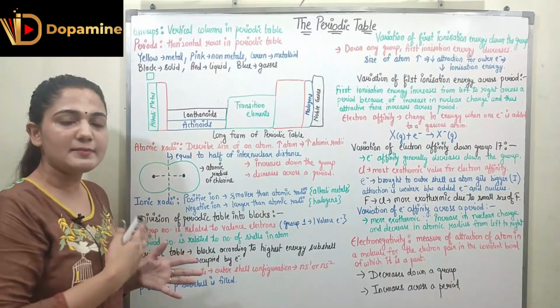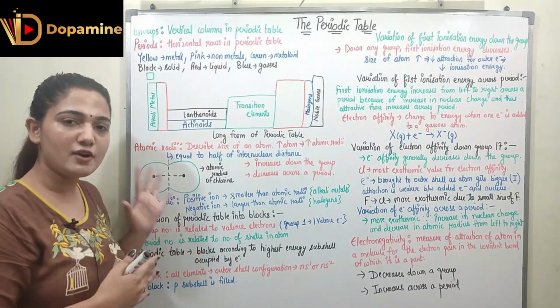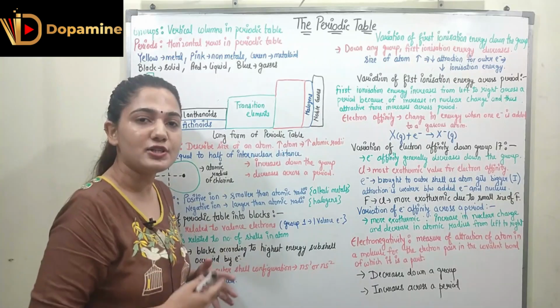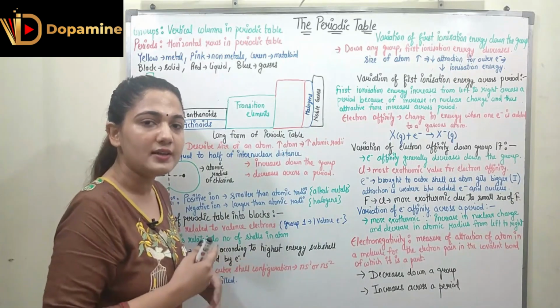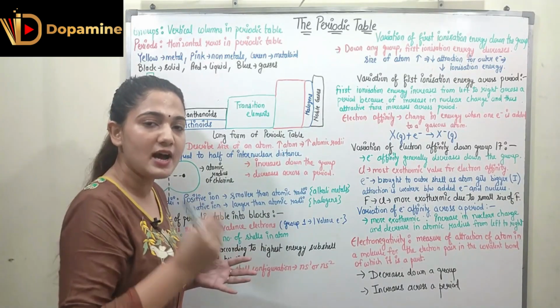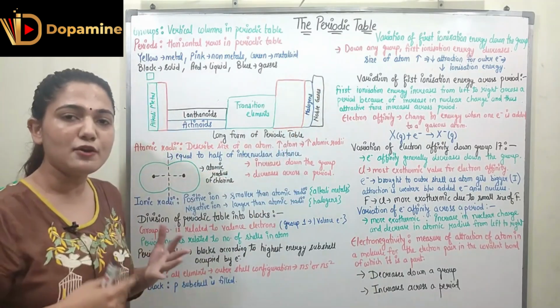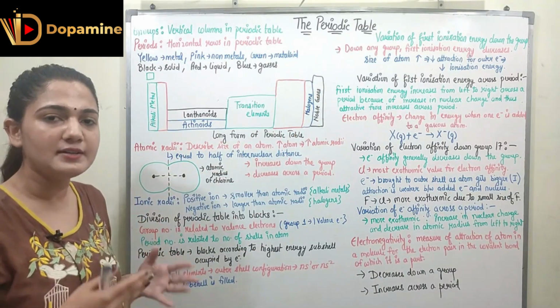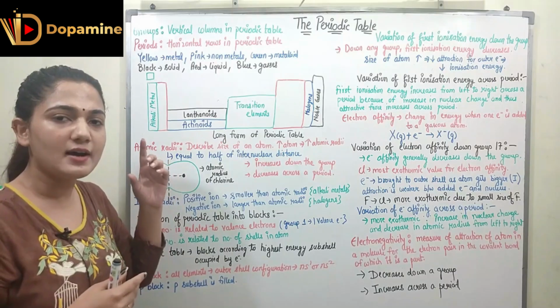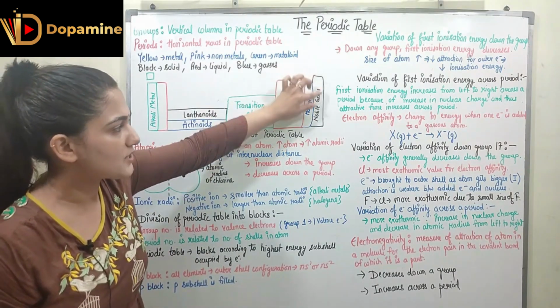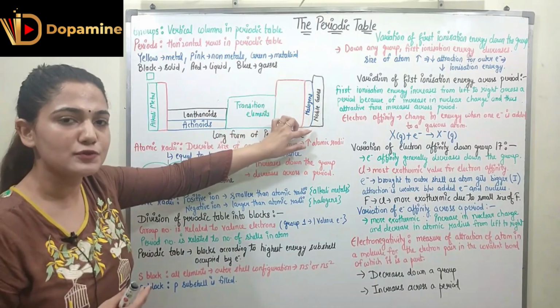Then here we have the transition elements. The transition elements denote the transition from metal to non-metal. Here we have halogens. Halogens are fluorine, chlorine, bromine. Then we have the noble gases, such as argon and neon. These are examples of the noble gases, which are at the rightmost end.